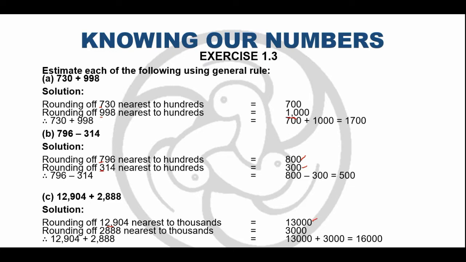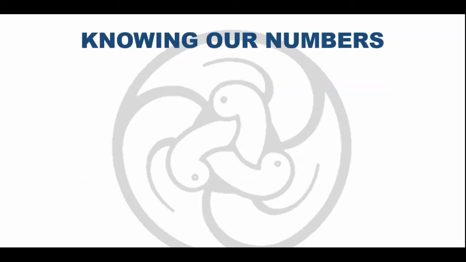So next one is 2,888. The 1000 position is 2. You have to look at the right side number, that is 8. That is greater than 5. That means you have to add 1 to the 1000 position. So it will become 3000. 12,904 plus 2,888 is equal to 13,000 plus 3000. It will become 16,000.